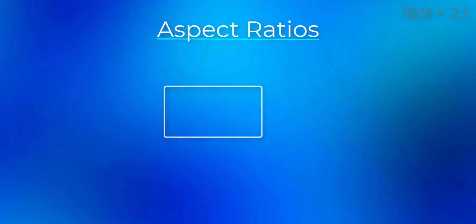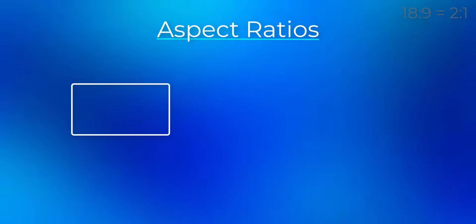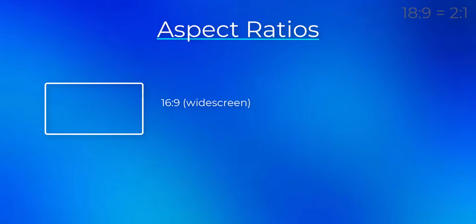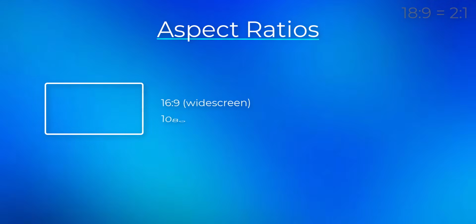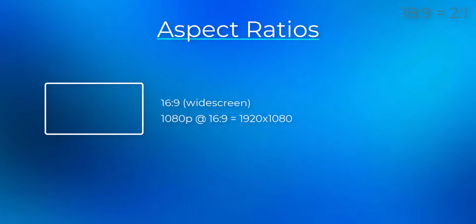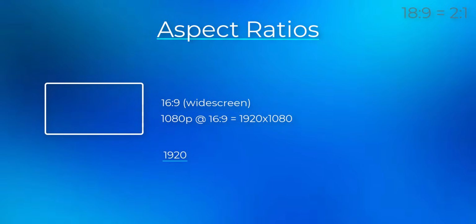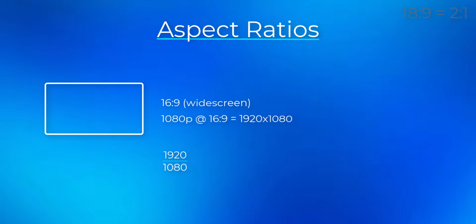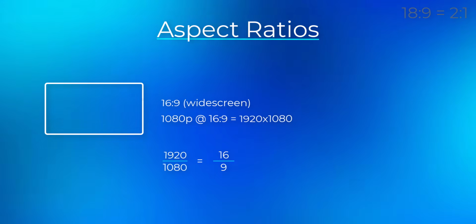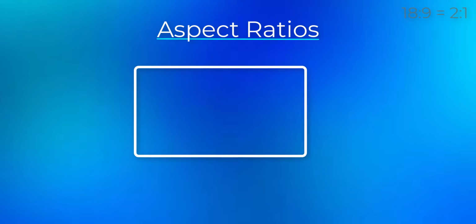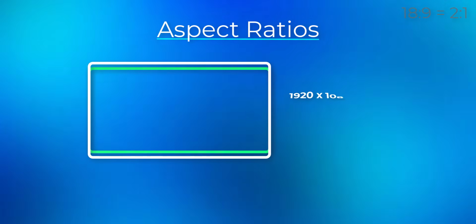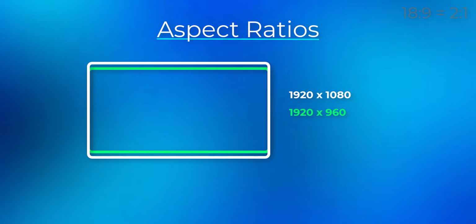For example, the most common aspect ratio is 16:9, which is standard widescreen. If we take a standard widescreen resolution such as 1080p at 16:9, this is equal to 1920 pixels in width and 1080 pixels in height. 1920 over 1080 simplified is 16/9. However, to make things confusing, 1080p at 18:9 ratio would be 1920 by 960.